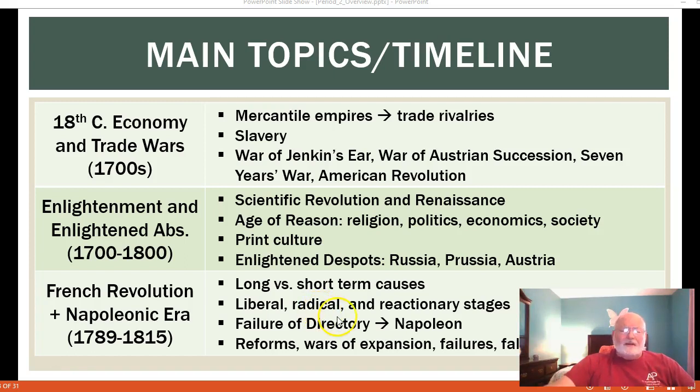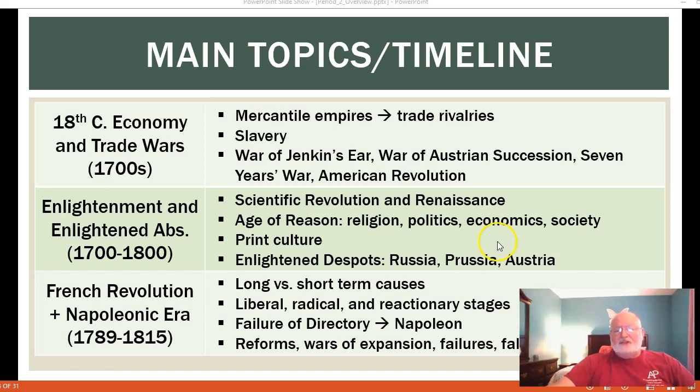Here's the wars we'll be talking about. I will not be talking about the War of Jenkins' Ear, but it's got to be the most unique war that you've ever heard about. The War of the Austrian Succession. That's a pretty big deal. The Seven Years' War, which the Americans call the French and Indian War, which of course is the pivotal war that leads to the American Revolution.